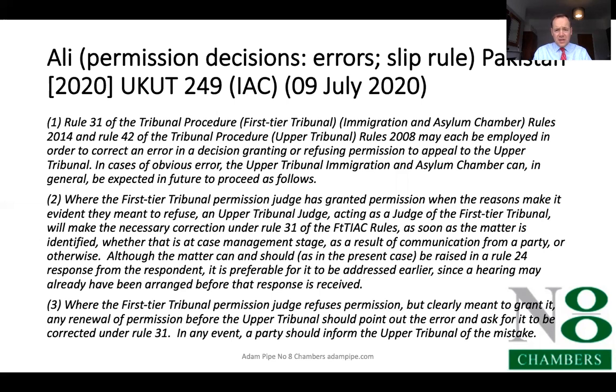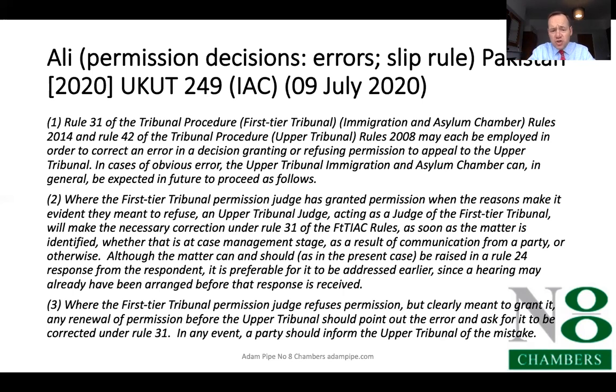And in a case of an obvious error, the Upper Tribunal can be expected to proceed as follows. So where the First-tier Tribunal judge has granted permission, head note 2, but the reasons make it obvious, evident that they meant to refuse, an Upper Tribunal judge, acting as a judge of the First-tier Tribunal, will make the necessary correction under Rule 31 of the First-tier rules as soon as the matter is identified, whether at the case management stage or later. Now, it should be identified in a Rule 24 response from whoever the respondent is in the appeal, but it's preferable that it's addressed at an earlier stage.